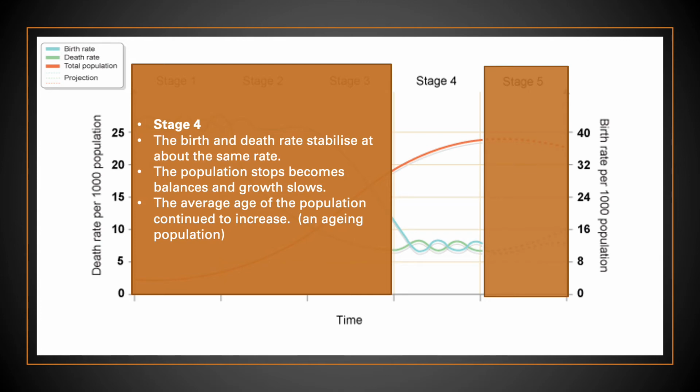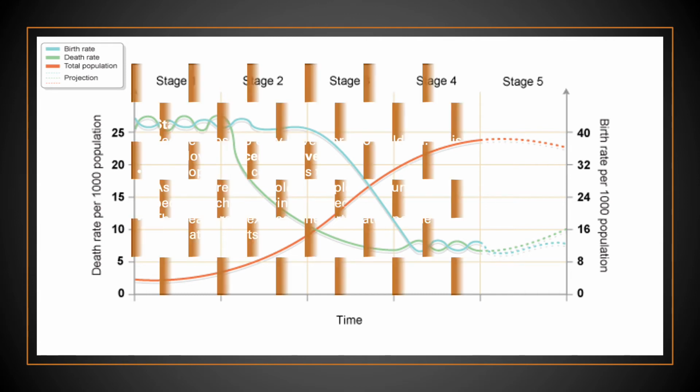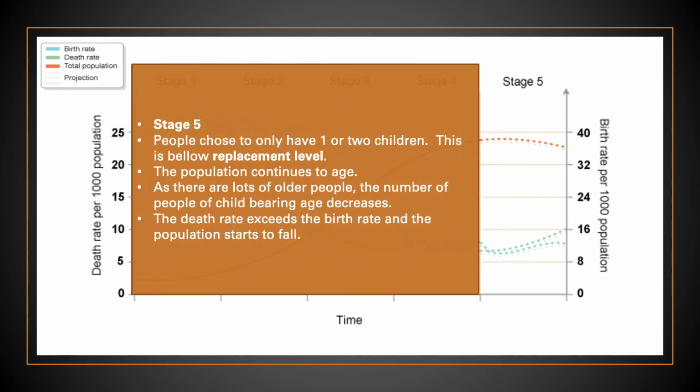This has led to demographers suggesting a stage 5. And stage 5 has been experienced by some countries, notably Japan. So in stage 5, most people choose to have only 1 or 2 children. This is below replacement level. Now you might think that replacement level is the number of children that you need in order to continue the population at its current level. Now, if each couple has 2 children, that is below replacement level because not all of those children will grow into adults and have children themselves.